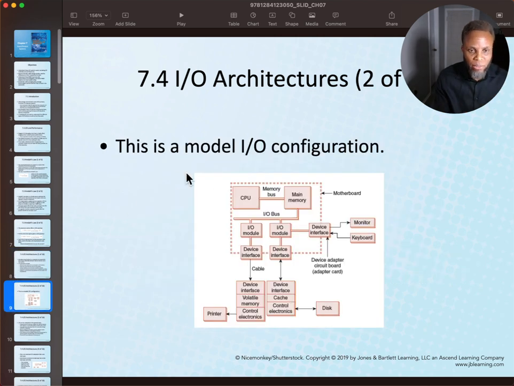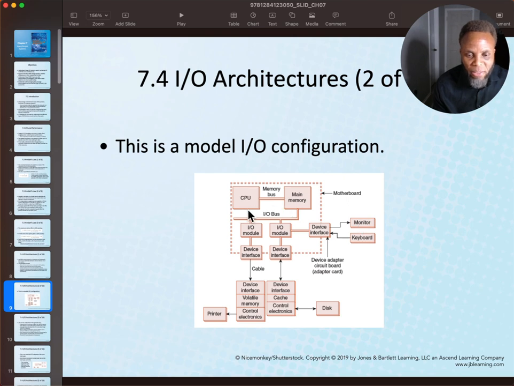Okay, so here's an example. Here we have the CPU. You have main memory. The CPU communicates with the main memory through the bus, as you see. You also have these I/O modules. The I/O modules are responsible for communicating with the device drivers. These are called device drivers. These are the things that interface with those external devices. So a device driver right here interfaces with your monitor and keyboard.